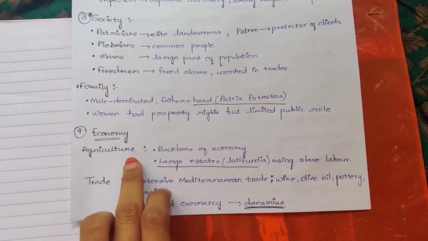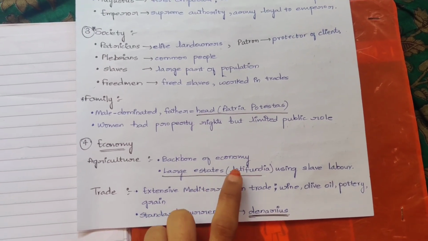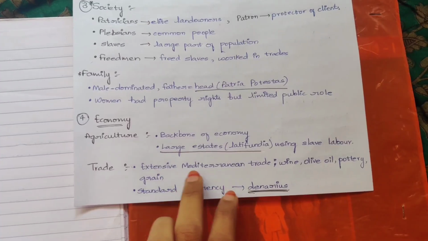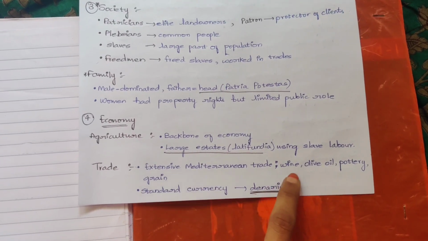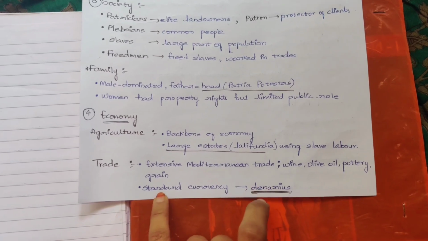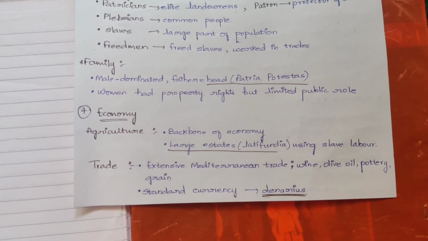Economy. Agriculture, trade. Backbone of the economy was agriculture. Large estates were also known as latifundia, using slave labor. Trade. Extensive Mediterranean trade. Wine, olive oil, pottery and grain were traded. Standard currency was denarius. Please remember this point.